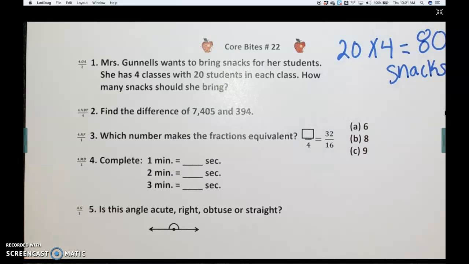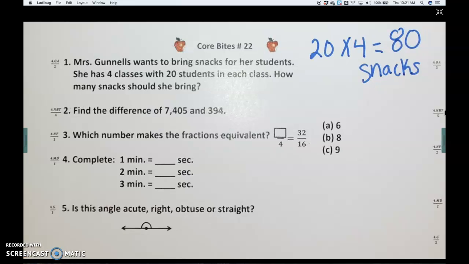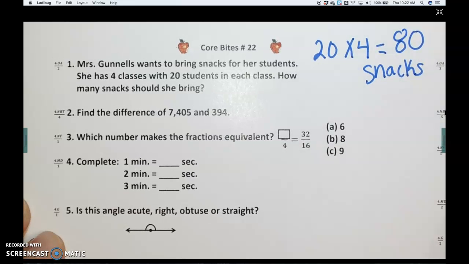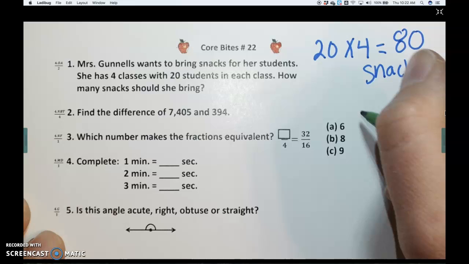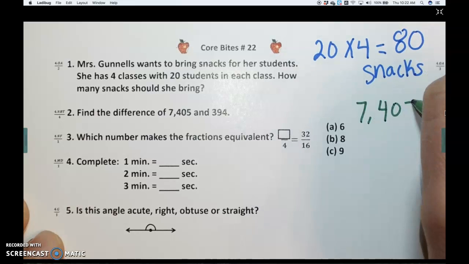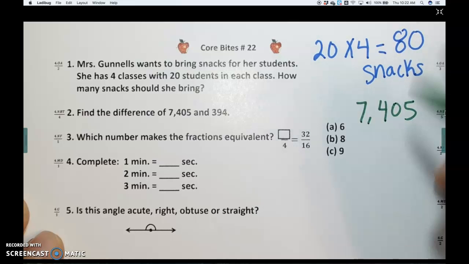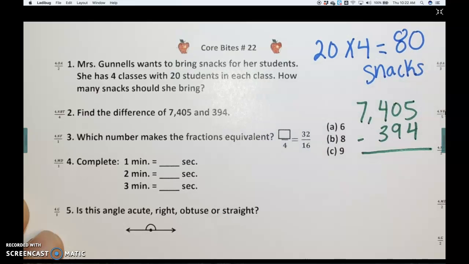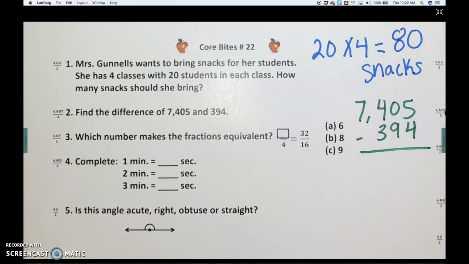For number 2, it says find the difference. So for that one, you're actually going to have to subtract, like we've been doing with your estimating with your numbers. So you're going to set up the largest number on top. So you're going to put 7,405. And then you're going to put 394. And then you're going to subtract. Okay? So I'm going to switch a color so you can see it better.